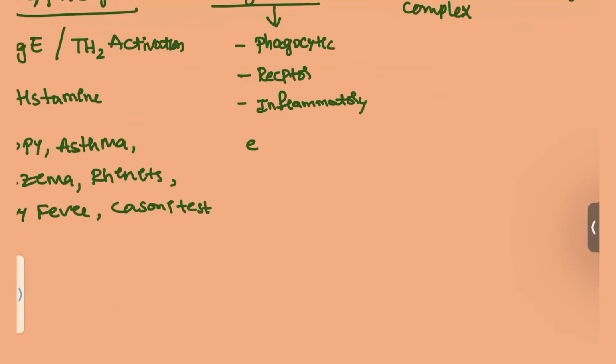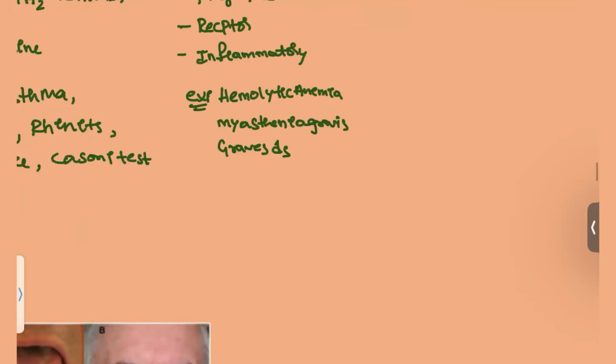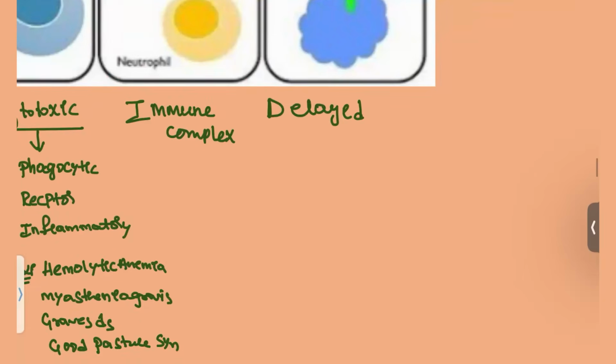So examples are hemolytic anemia. Next, receptor related, for example, myasthenia gravis and also Graves' disease. These both are receptor related. And inflammatory type, Goodpasture syndrome. Next, third one, type 3 immune complex related.